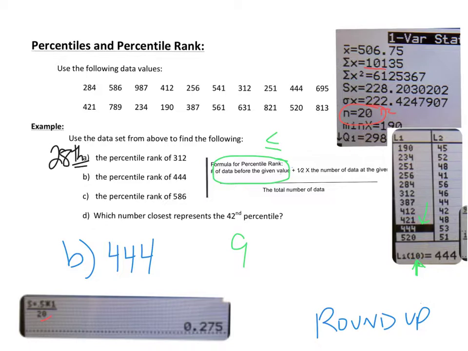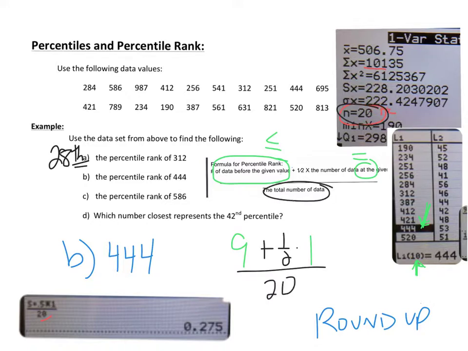So we're going to go 9 plus 1/2 times the number of data at the given value, the number of data equal to the given value, in this case, how many 444s you have, and there's only one of them in the list. And again, we're going to divide that by the total number of data, our n value, which is here 20. Take a minute, calculate that on your calculator, take a picture of it, and include it on this worksheet.